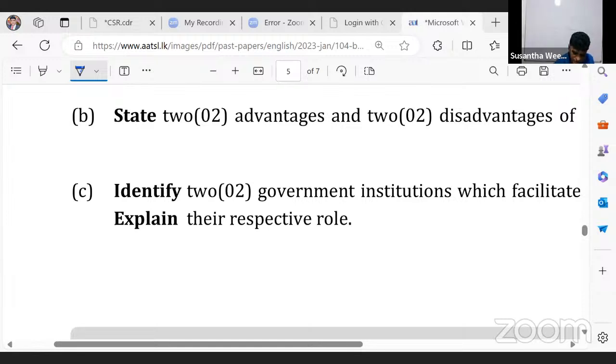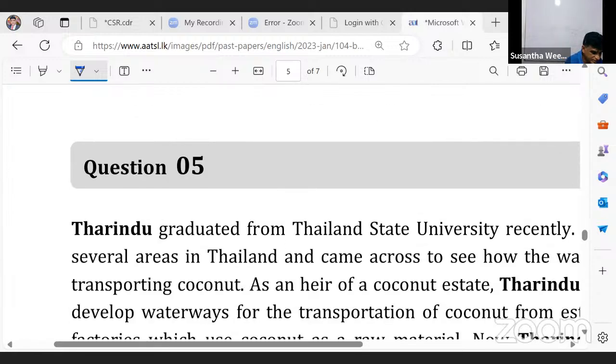In addition to those, we can say Sri Lanka Institute of Business Management, right? And Industrial Technology Institution, National Institute of Design, right? These are different government institutions that support and facilitate different business entities.